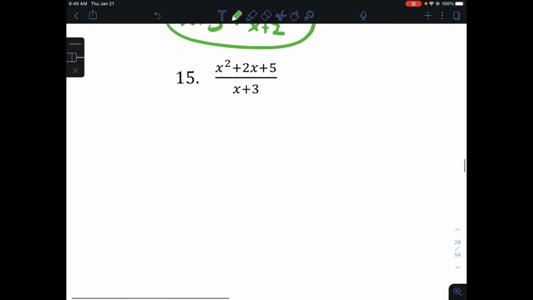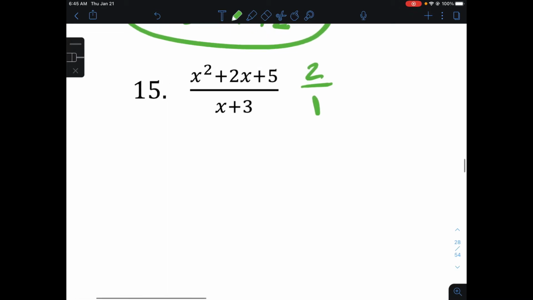Okay, let's try 15. Our degree on the top is 2. Our degree on the bottom is 1. Now, how am I finding out the degrees? You have to figure out the highest power on an x value. This one is improper.